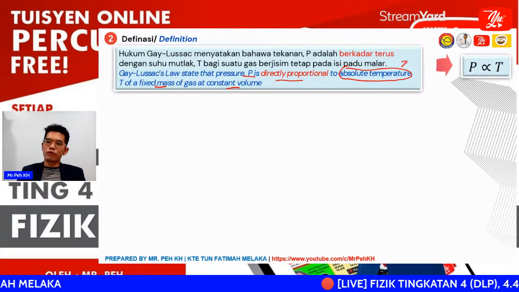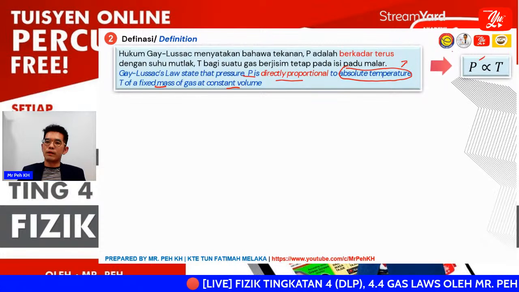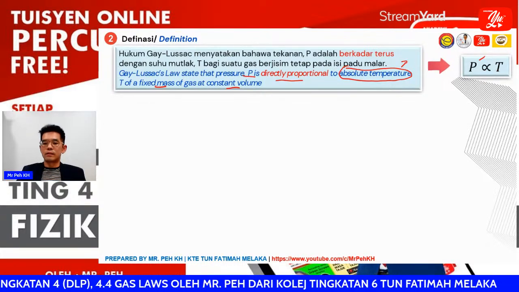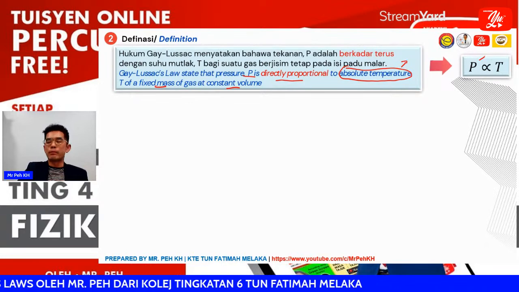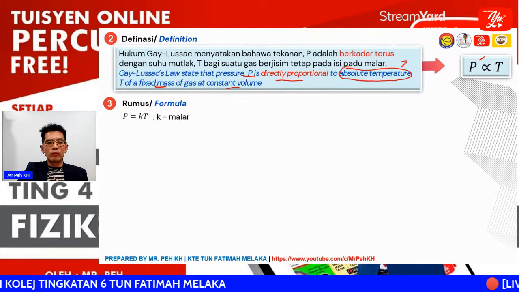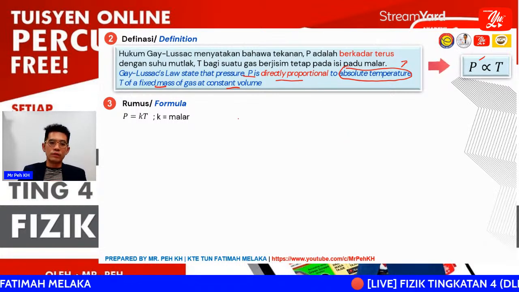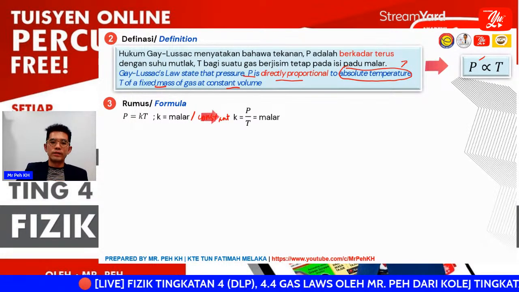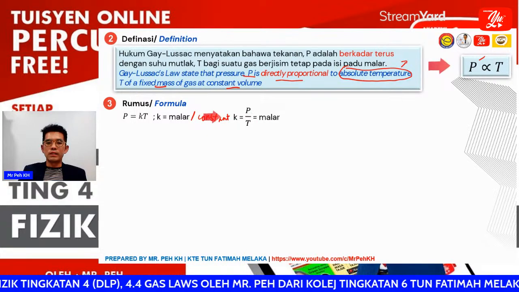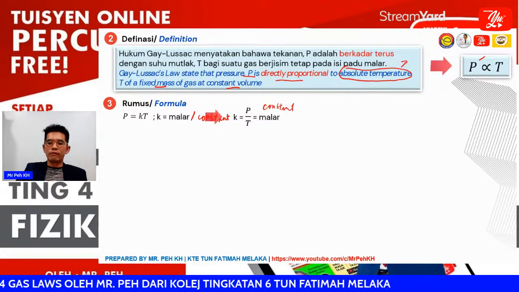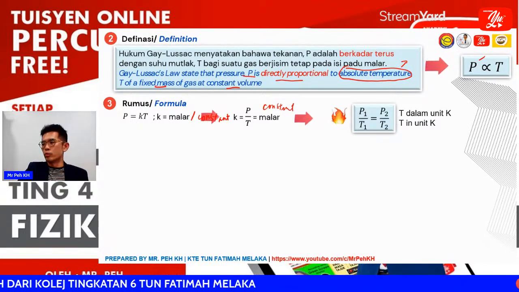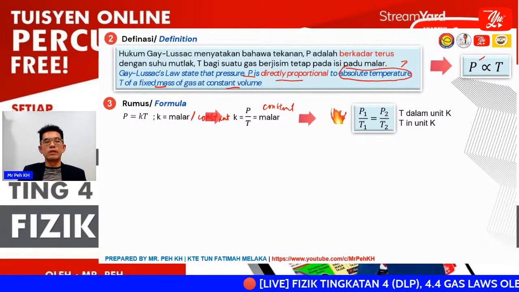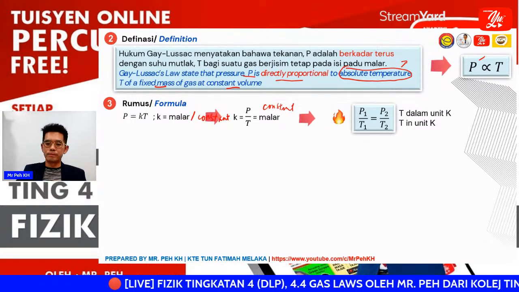Okay, so we can use this formula to simplify the relationship between P and T here, which is directly proportional. So the formula will be P equal to KT, where K is a constant here. So you can see P over T is constant. So we have this formula: P1 over T1 equal to P2 over T2. Again, you must change your temperature in degrees Celsius to Kelvin when doing the calculation.